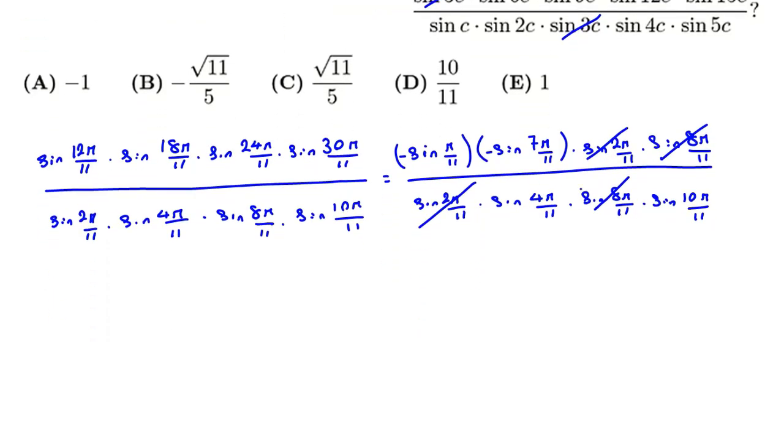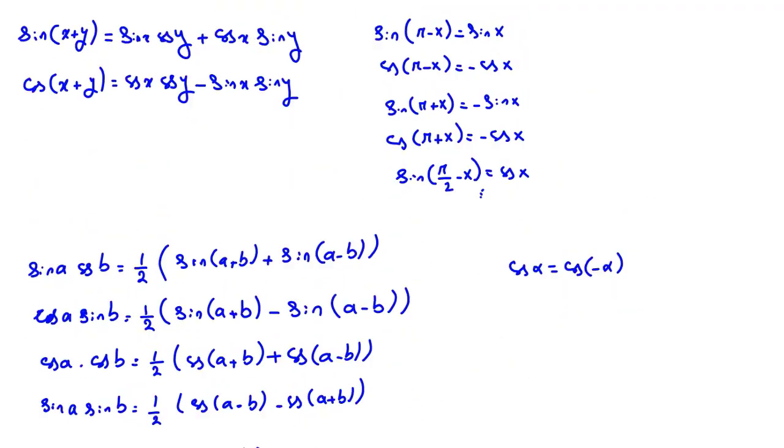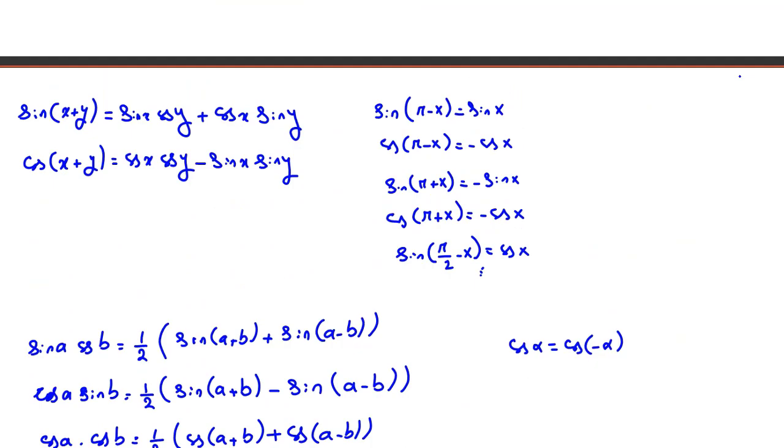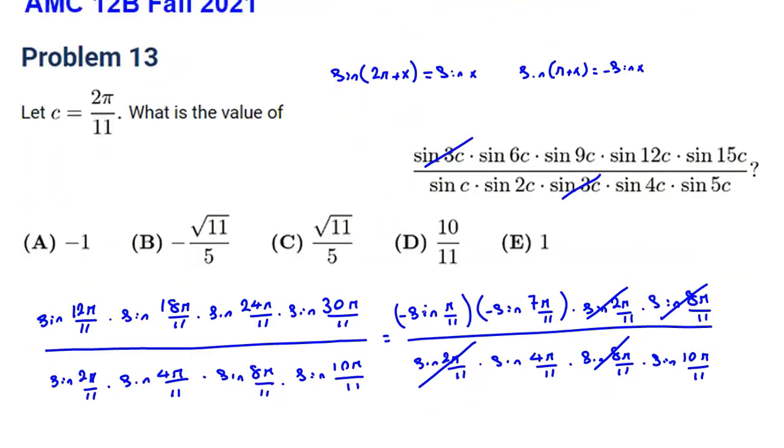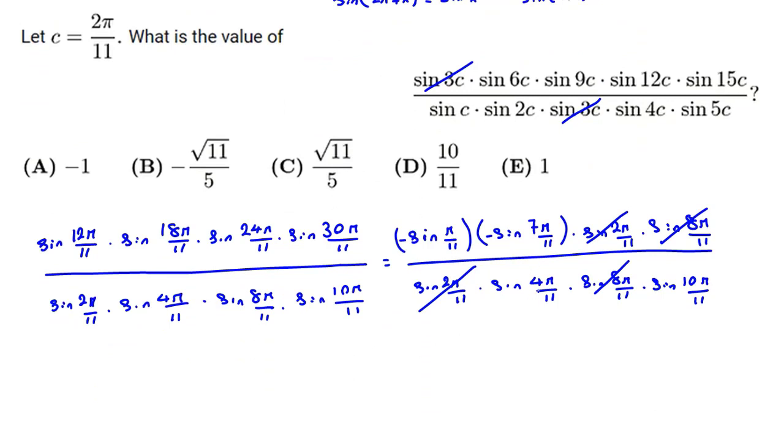Because some of them are equal, I told that when the sum of two angles equals pi, sine of pi minus x equals sine x. So here we can say sine 4 pi over 11 equals sine 7 pi over 11, because the sum of them is pi, and also this is equal to this. We can cancel. Negative 1 times negative 1 is 1, so the answer is E.